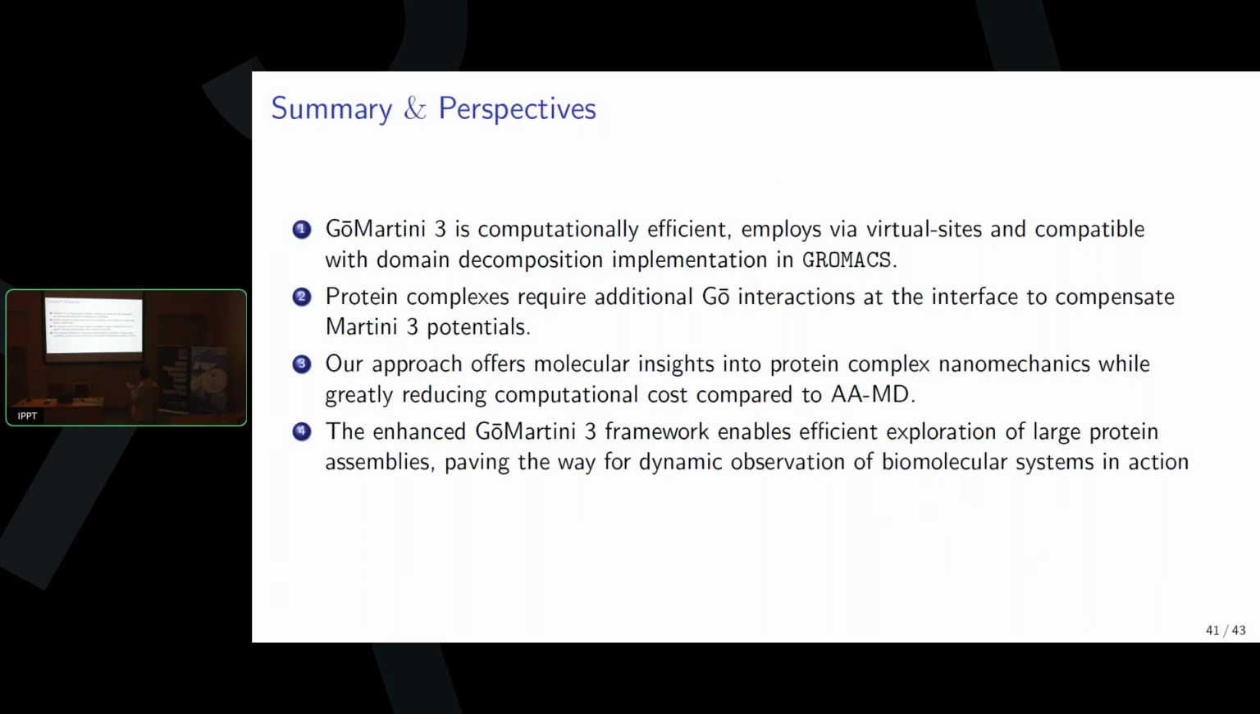And in the last part, I showed that the enhanced GōMartini 3 framework can also be used to study large protein assemblies. And of course, our dream is to follow the dynamics of these entire large systems and see them in action, right?